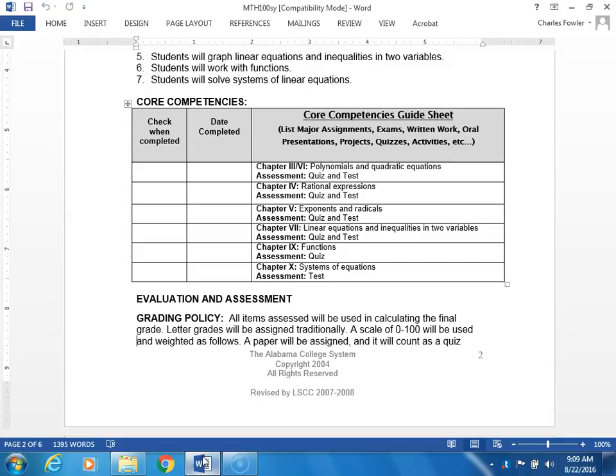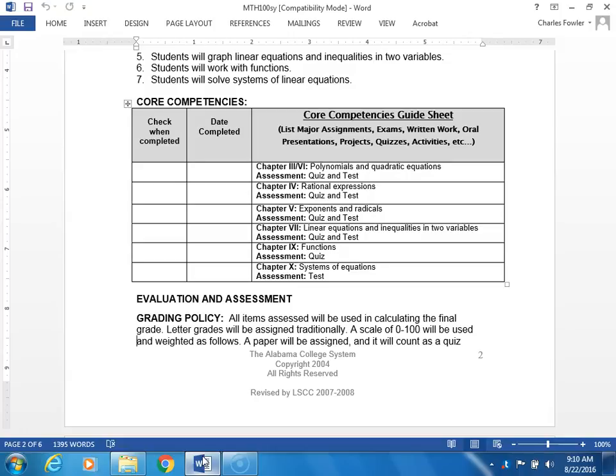All right. So, all items associated, one thing that didn't show up here, I don't know why, another competency is going to be your research paper. I don't know why it's not on this syllabus, but I'll talk about that. All items assessed will be used in calculating the final grade. Letter grades will be assigned just as normal. A paper will be assigned, and we'll talk about that. We probably won't get to it today. We'll talk about that on Wednesday.